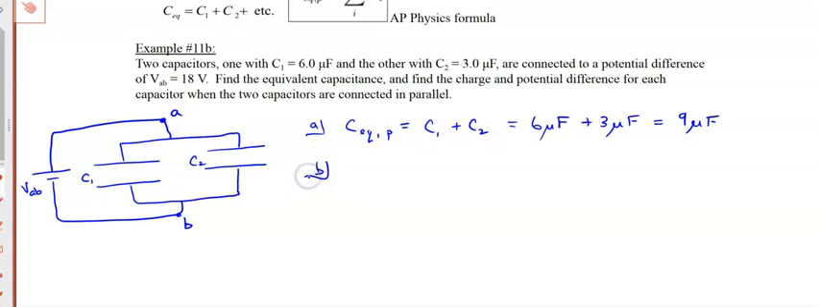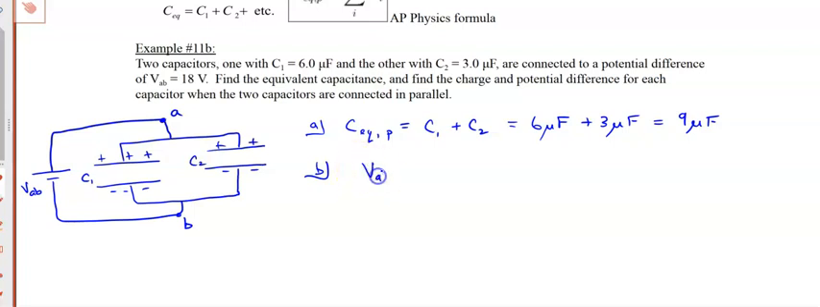Part B, we're asked to find the charge on each plate. So there's going to be some charge that will build up on here. You can think of there being a couple of positives here, and a couple of negatives here, and maybe a couple of fewer positives here, and a couple of fewer negatives in here. But their charges are not the same, right? But what we do know is that their voltages are the same.